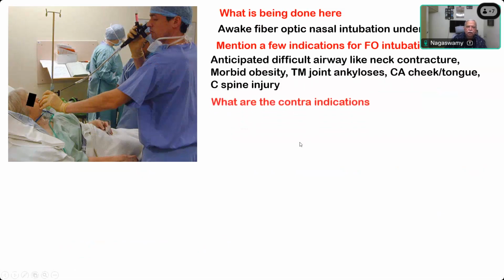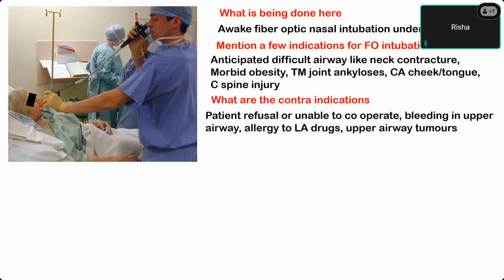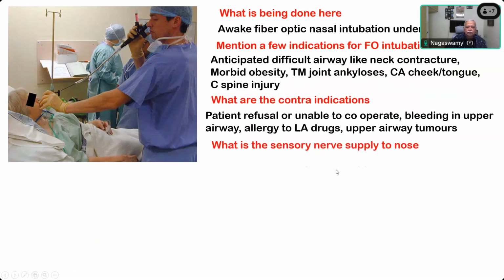Okay. What are the contraindications? If the patient is unconscious, unstable patients who cannot tolerate the tube, any trauma, patient refusal or unable to cooperate, bleeding in the upper airway, allergy to local anesthetic drugs, upper airway tumors. Okay, so these are the contraindications. Even in the unconscious patient, you can do it. There is no harm in putting a fiberscope in.